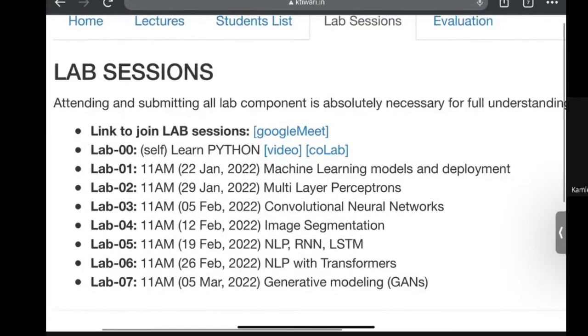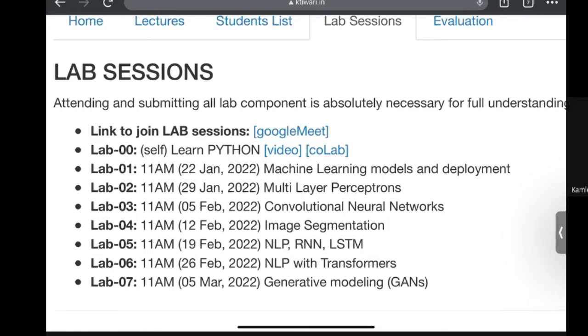In the last offering of this course, all these 7 labs were scattered across the complete semester. But this time we want all these labs to happen before the mid-semester, so that you have a good grasp of all the concepts in terms of executing them. You can see lab 1, lab 2, lab 3, 7 labs are there. The first lab is actually very important. It gives you the background of machine learning and tells you how to set up and deploy the environments. Then multi-layer perceptron, CNN, image segmentation, NLP, RNN, and GANs, different kinds of concepts we are going to introduce in the labs.